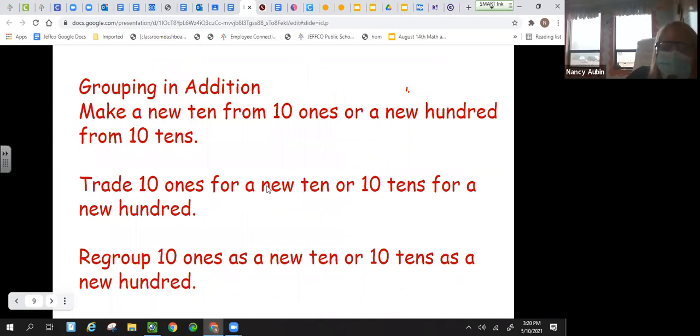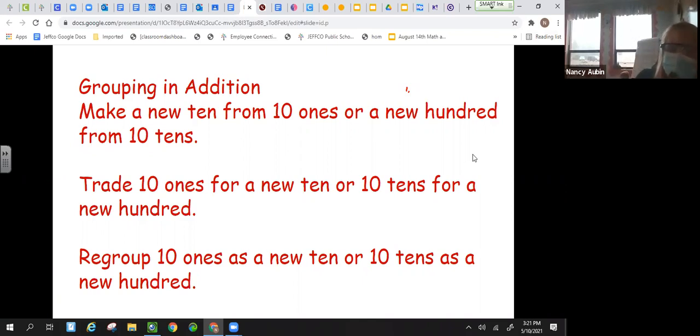So when we group in addition, here's just some language that I've heard. We make a new 10 from 10 ones or a new 100 from 10 tens. You trade. I've heard the words trading 10 ones for a new 10 or 10 tens for a new 100. Give me a thumbs up if you've heard me say it or yourself say it. Regroup 10 ones as a new 10 or 10 tens as a new 100. So do you like make a new 10? Do you like trade or regroup?